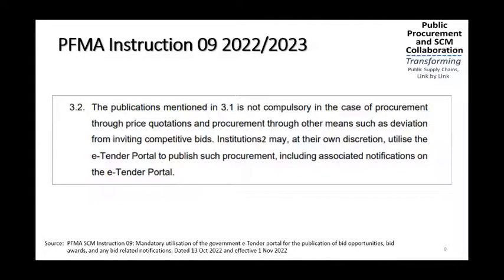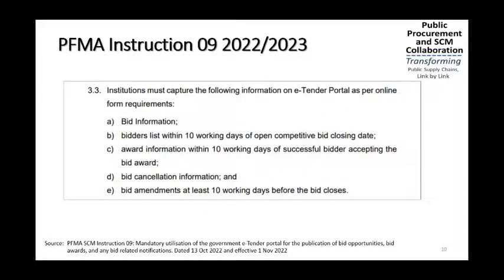Institutions may, at their own discretion, utilize the eTender portal to publish such procurement, including associated notifications on the eTender portal. Institutions must capture the following information on the eTender portal: the bid information. I'm assuming bid information will be the bid number, the description, maybe the closing date, and then the closing time. Yeah, because now when they say bid information, one will have to unpack what we then understand about what is bid information.